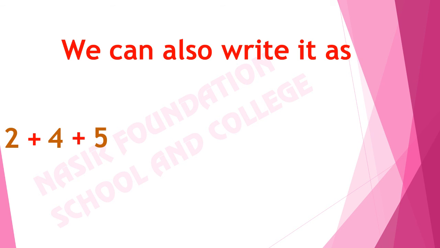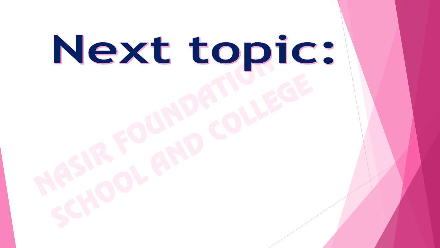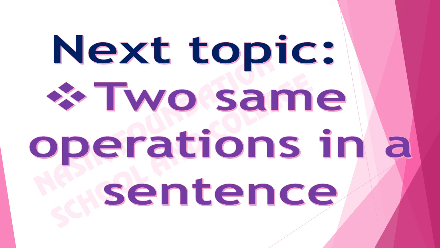If we add 2, 4 and 5, it makes 11. That is equal to, if we add 4, 5 and 2, it also gives us 11. And it is equal to, if we add 5, 2 and 4. So this is the commutative property. In this video we have discussed commutative property.